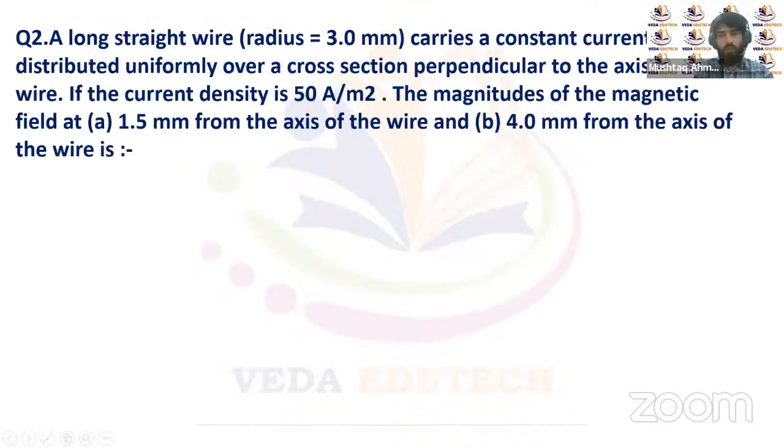Now let's move on to the next question. The next question is about a long straight wire that carries a constant current distributed uniformly over its cross section. We know that the straight wire is assumed to be cylindrical in nature. Let's suppose this is the long straight wire.